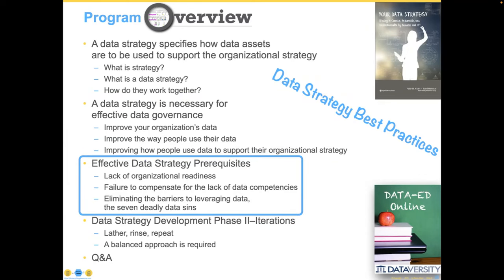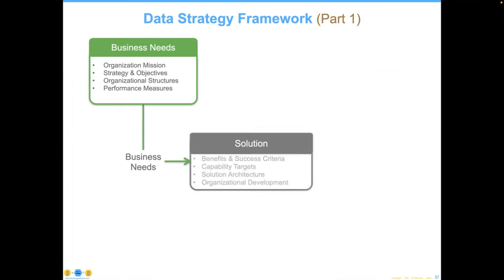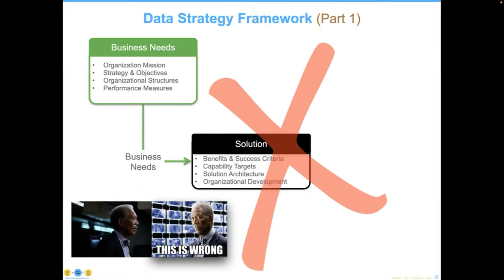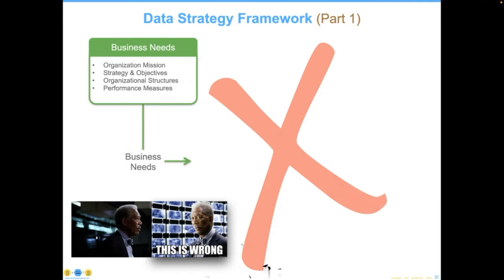Next chunk here, we're going to dive into prerequisites. These are the things that we need to do in order to work with this, starting from a neutral position, whereas most organizations are starting with a deficit. When somebody is approached from a strategy perspective, the typical approach for most consultancies is to come in and say, business needs, great, here's our solution. Again, this is wrong. Thank you for allowing me to sample Morgan Freeman there and say that is wrong.